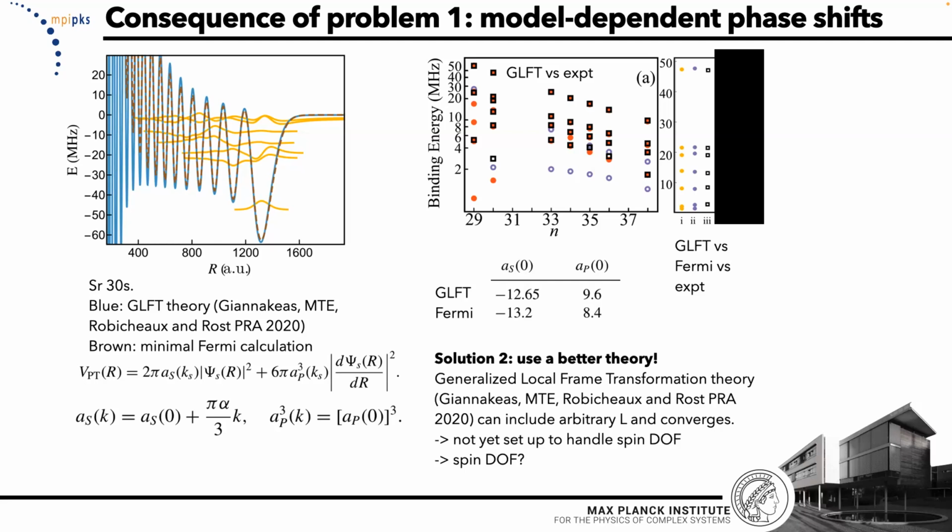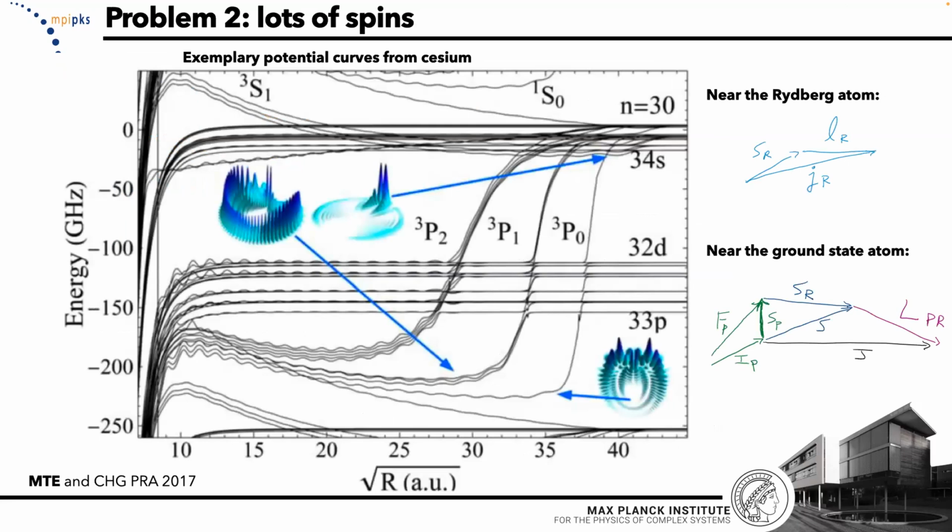And why is this important? Well, for strontium, it's not such a big deal, but for other alkali atoms, it's actually a huge problem, because here you have tons of different spin degrees of freedom to worry about. So I stole these nice vector drawings from Chris to summarize a bit of what you have here. Of course, at the Rydberg atom, it's not so bad. You have just the fine structure coupling that couples the electron spin to its angular momentum to form a total J. But near the ground state atom, things really become complicated.